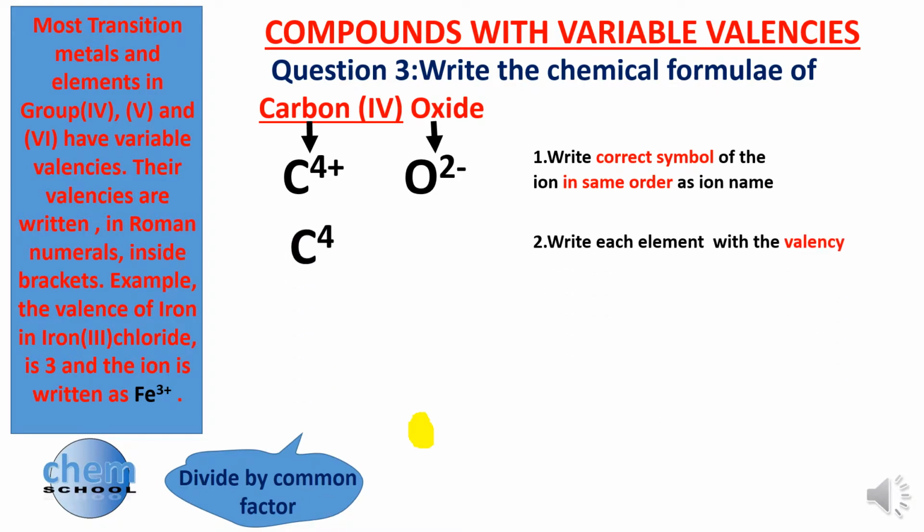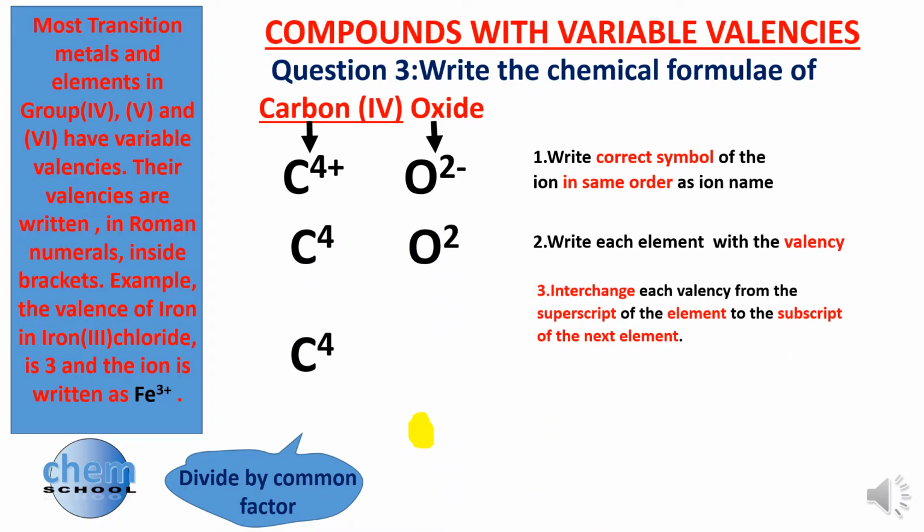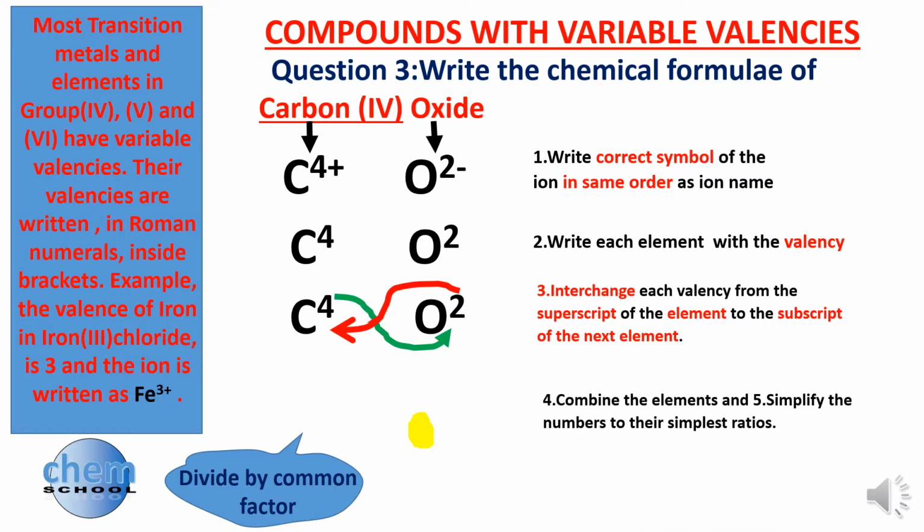Then, write the valencies correctly. Interchange, following the arrows. Then from there, combine the elements, and you see C subscript 2 O subscript 4. Notice that 2 and 4 can be divided by a common factor, which is 2. Therefore, simplify the subscripts by dividing them by 2, and your formula becomes C1O2.